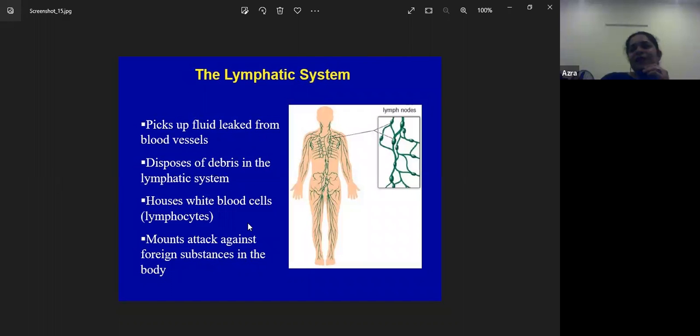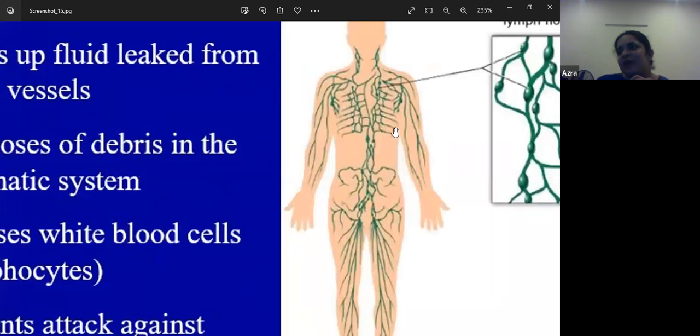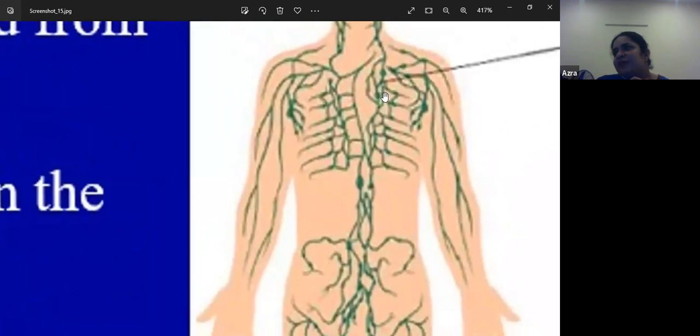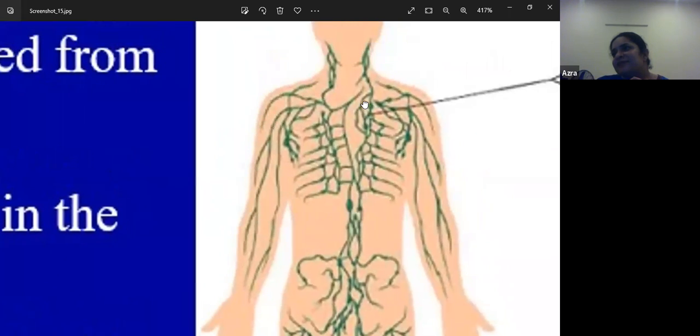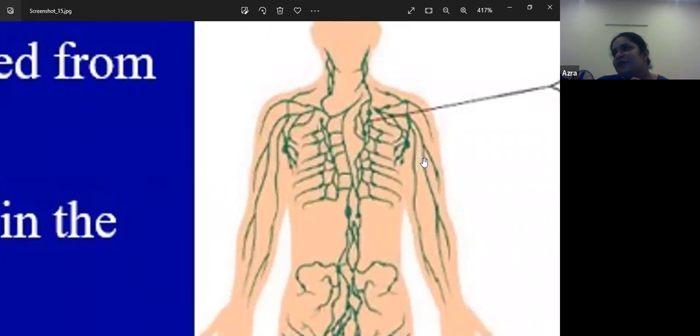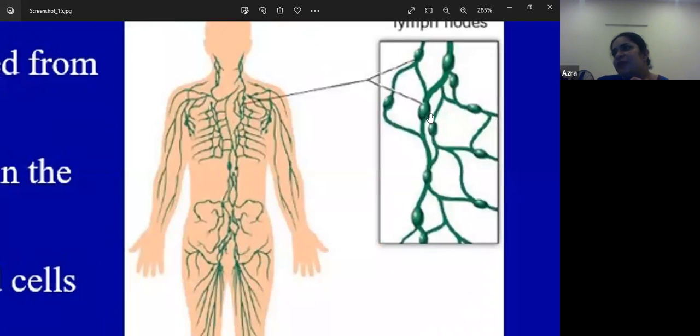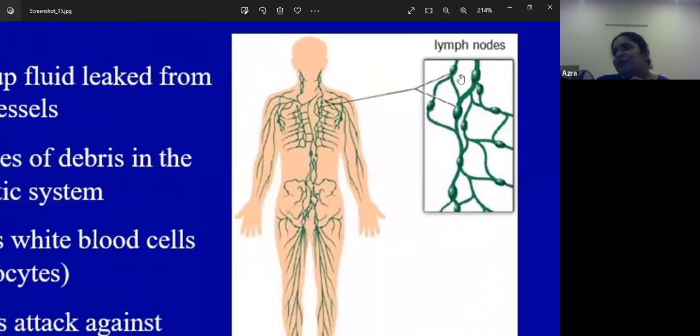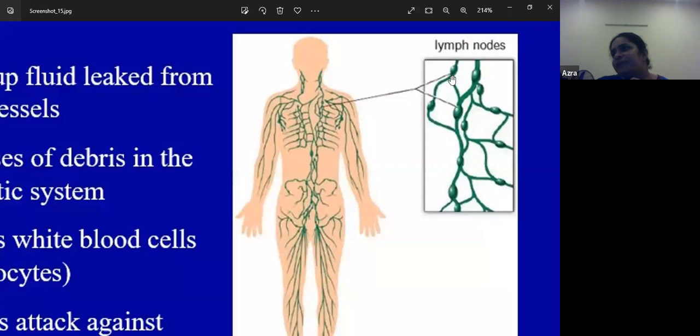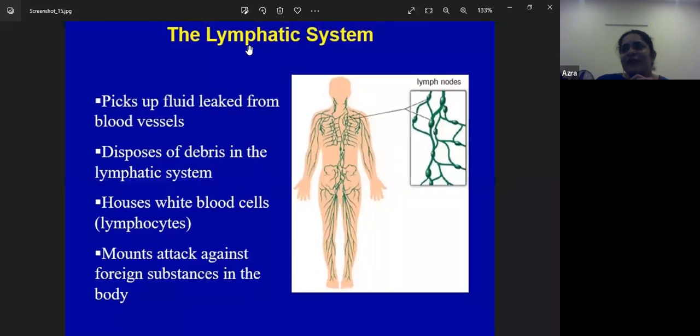Now next is the lymphatic system. What is the lymphatic system? This is the lymphatic system, as you can see in the summary like this. This is the lymph node. Now tell me, what is the lymphatic system?